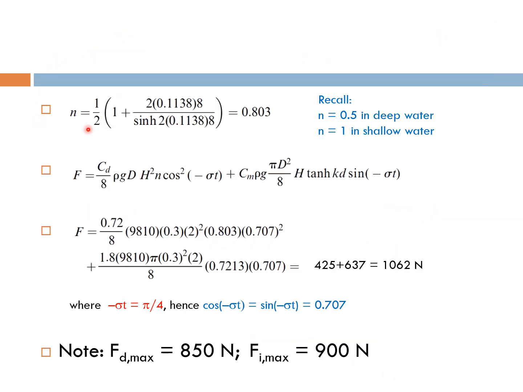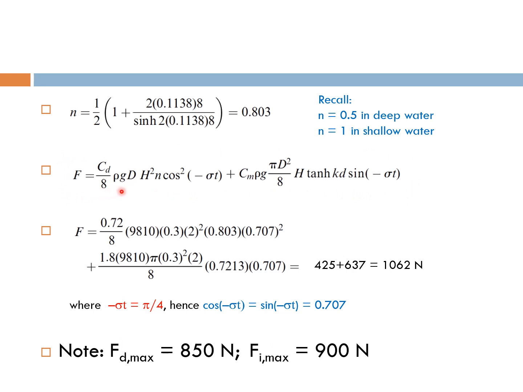The next thing we need is n, which when calculated gives us the value of 0.8. This confirms again that we are in transitional water, because we recall that in deep water n equals 0.5 and in shallow water n equals 1. So now we're ready to apply the equation for the total force on the vertical pile.